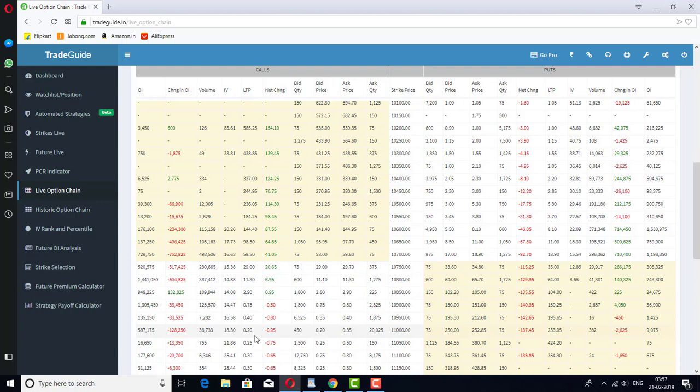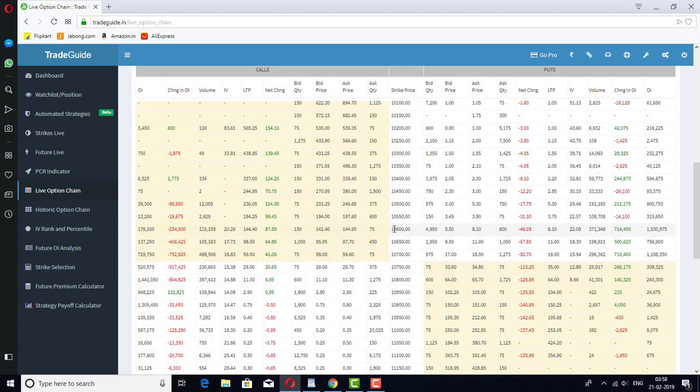So let's begin to understand the meaning of all these columns present over here: open interest, change in open interest, volume, implied volatility, last traded premium, net change, bid quantity, bid price, ask quantity. The first column is open interest. Open interest is basically the number of open contracts that exist at that particular strike price.